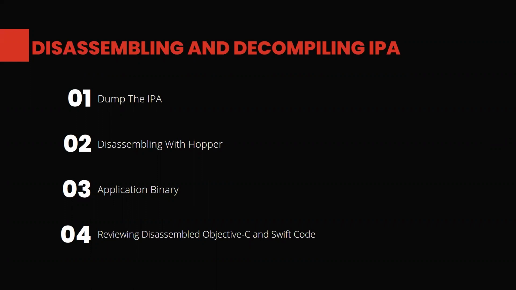The second one is disassembling with Hopper. After pulling the IPA with the tools, we have to use a disassembler to sort out the code. A disassembler takes binaries as input and outputs assembly code. IDA and Hopper are major disassemblers in iOS reverse engineering. I use Hopper most of the time.